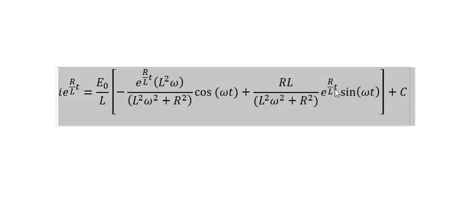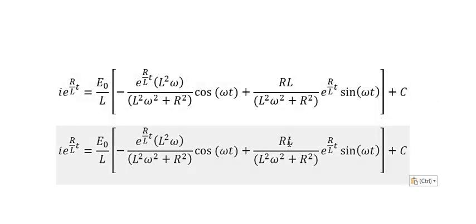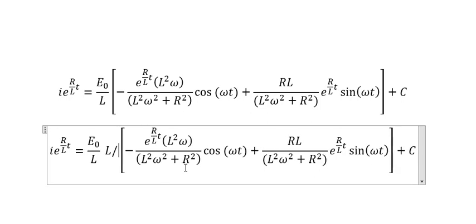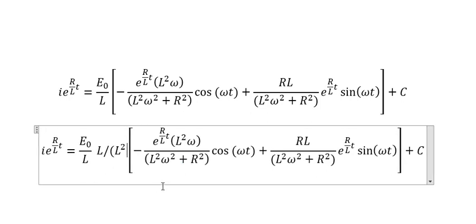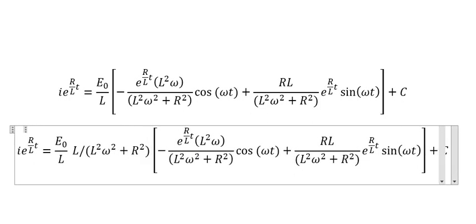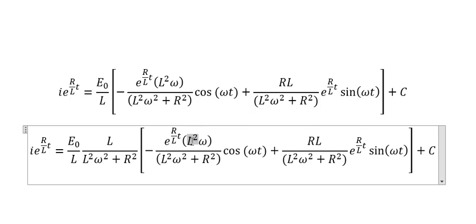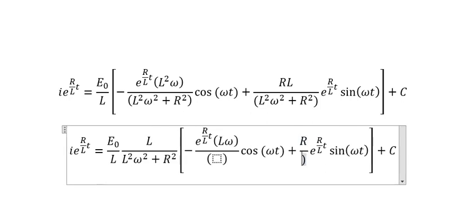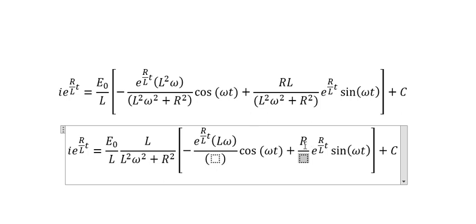Next, we can do factorization by L over L square omega square plus R square. So we put them outside here. So this one we just have only L. This one disappears. This one we don't have L and it disappears. So we arrange them a little bit.